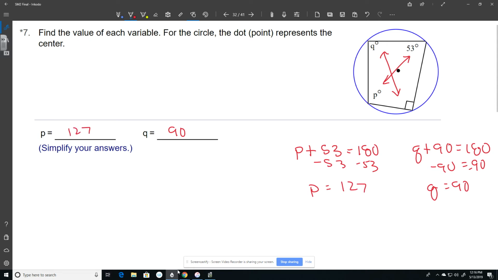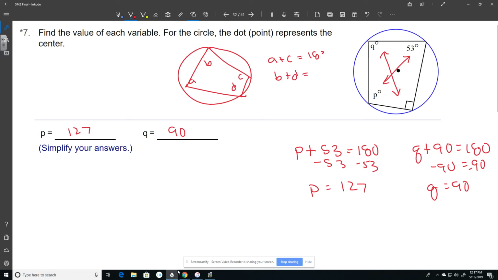So just remember the 2 angles across from each other add up to 180 degrees. If you need to put that formula somewhere in your notes, just draw a circle, make a little quadrilateral in there, and put A, B, C, and D, and then write something like A plus C equals 180, and B plus D equals 180.